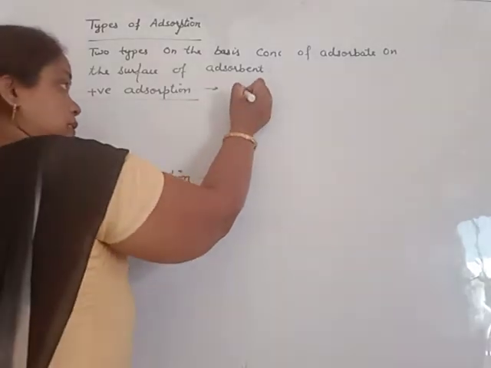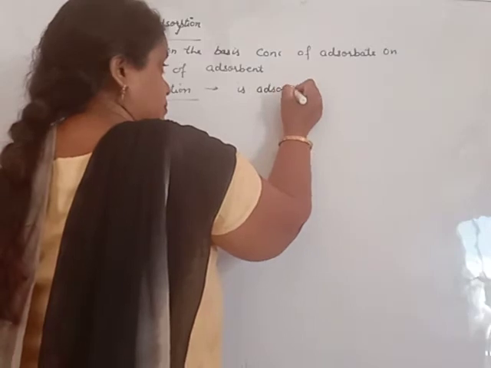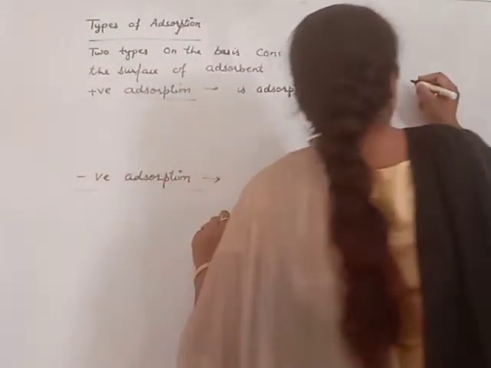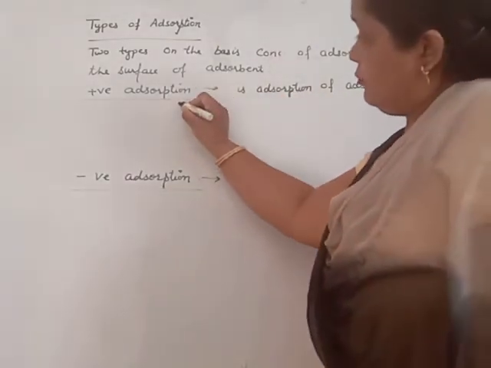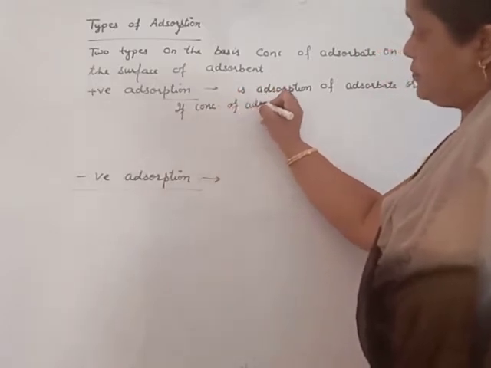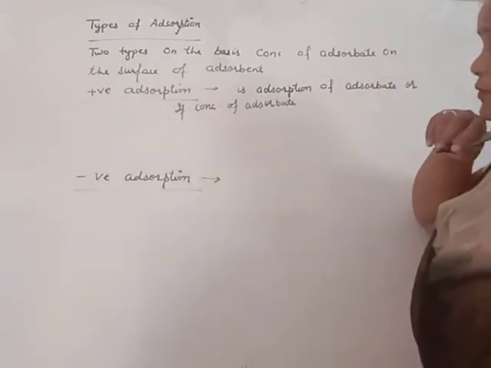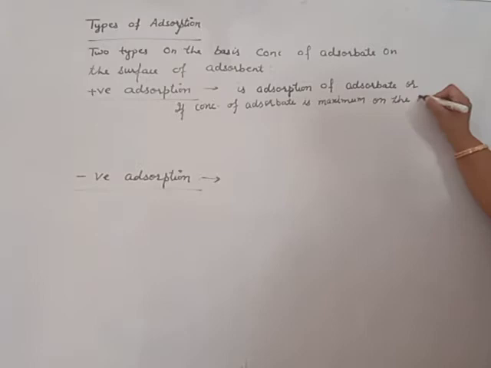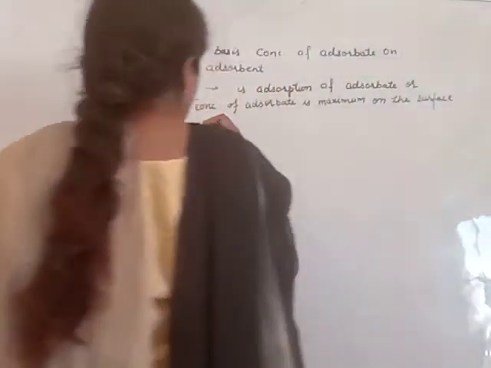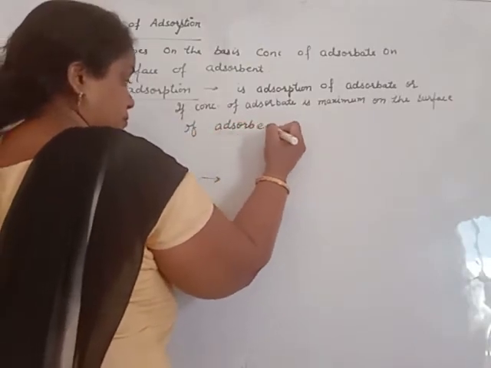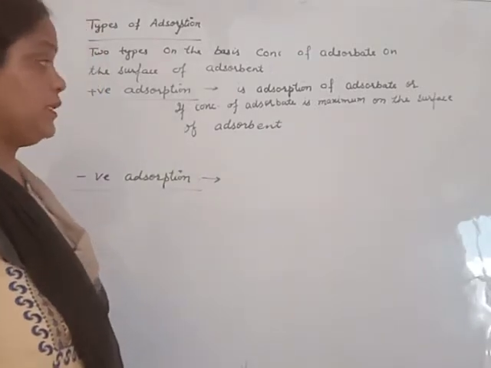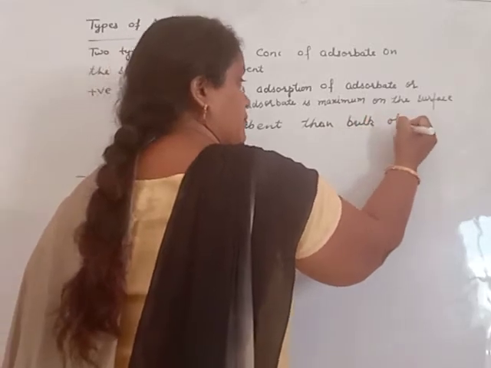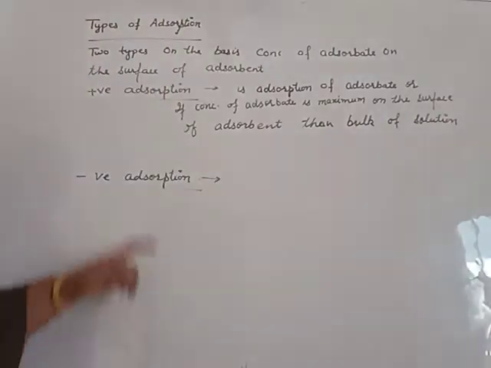Beta, positive adsorption is the adsorption of adsorbate, or if concentration of adsorbate is maximum on the surface of adsorbent, if concentration of adsorbate is maximum on the surface of adsorbent, then bulk of the solution is known as positive adsorption.